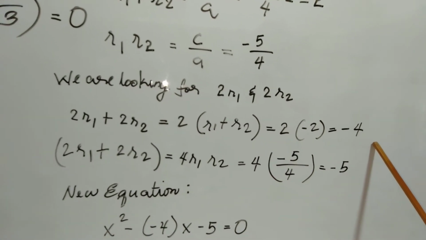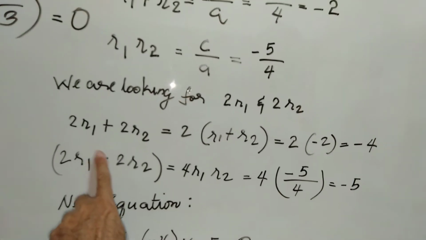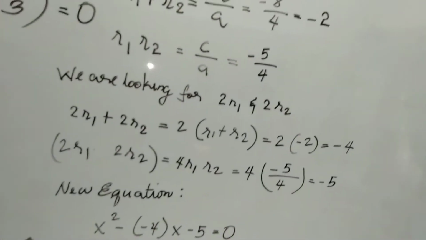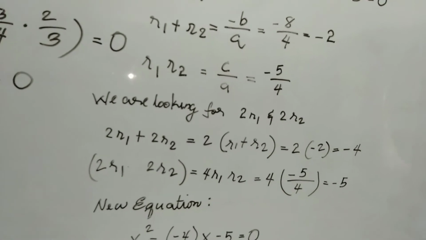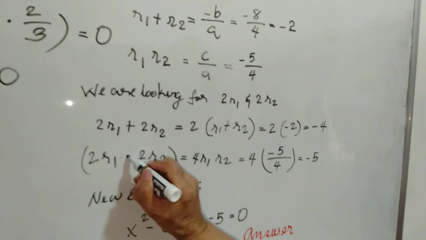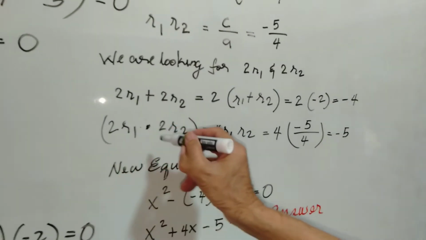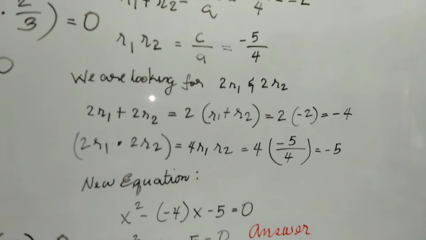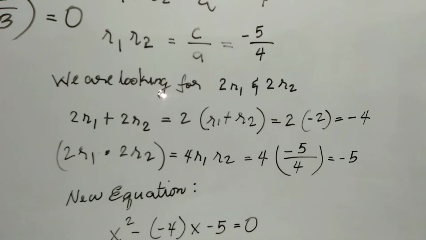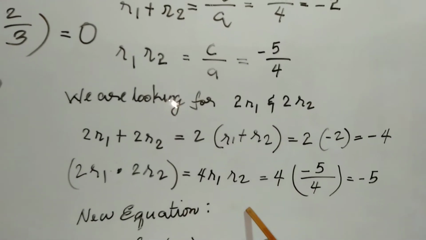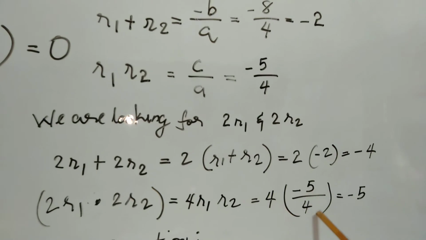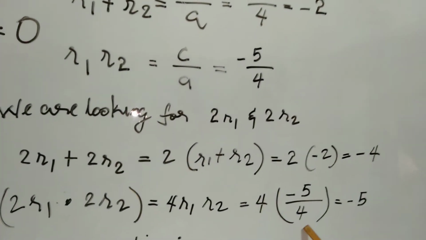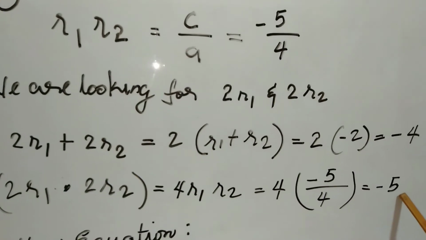So twice the product of the roots, this one is multiplication. So twice that, 2r1 times 2r2 is equal to 4r1r2. So r1r2, we have computed that to be negative 5 over 4. Times 4, no? So cancel out 4. What you get is negative 5.